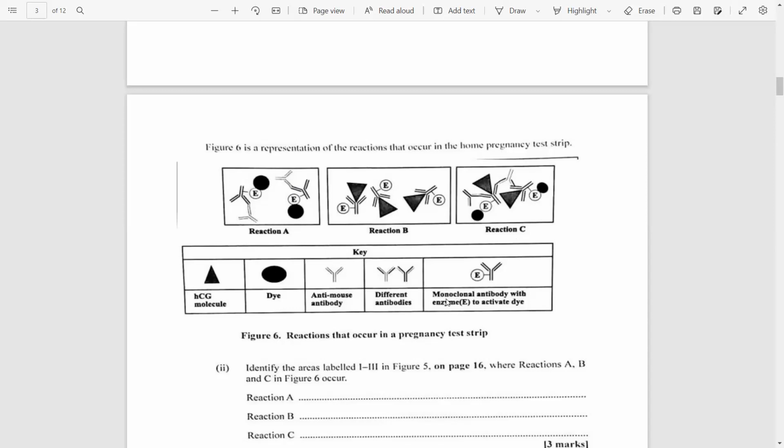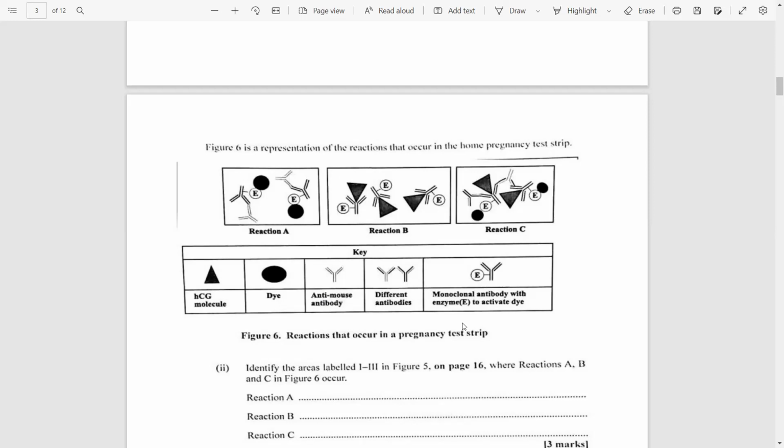So now we are supposed to identify the areas labeled 1 to 3 in figure 5 on page 16, where the reactions A, B, and C would occur. So reaction A now is just showing us the anti-mouse antibody binding to, no, the monoclonal antibody binding to the anti-mouse antibody. So this is reaction A, right?